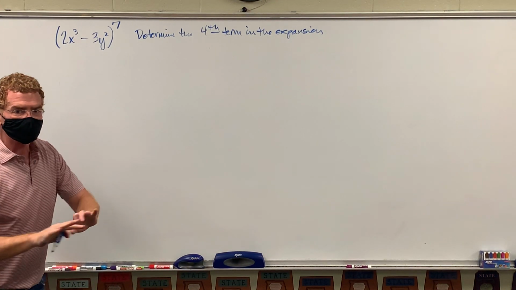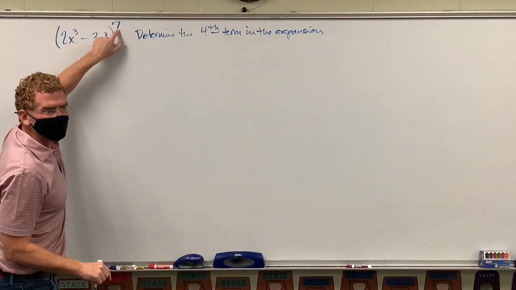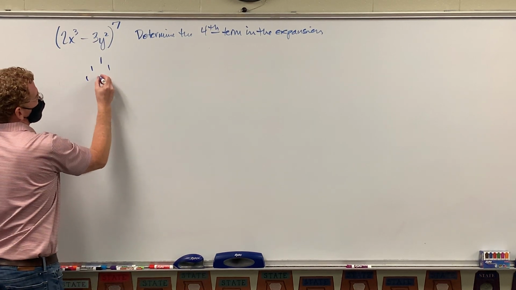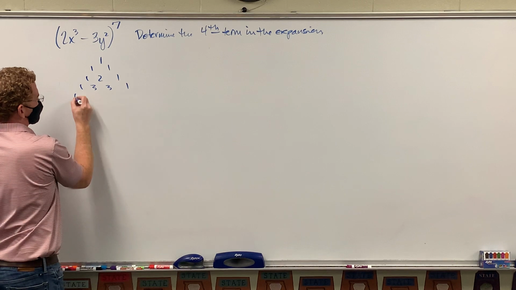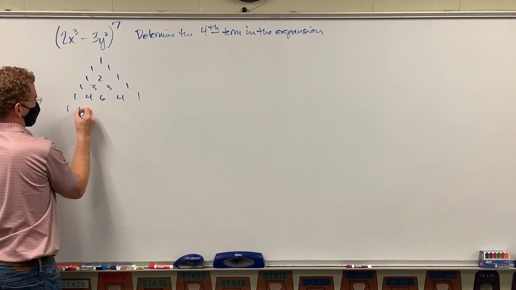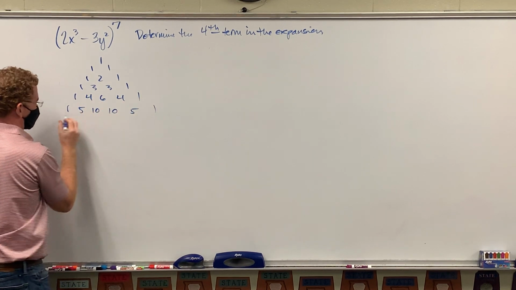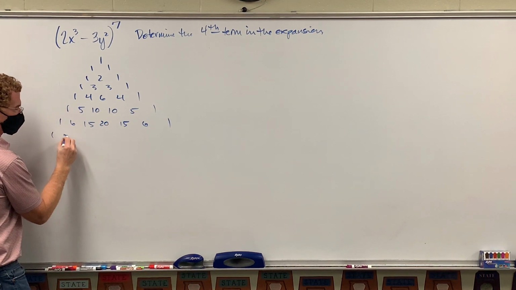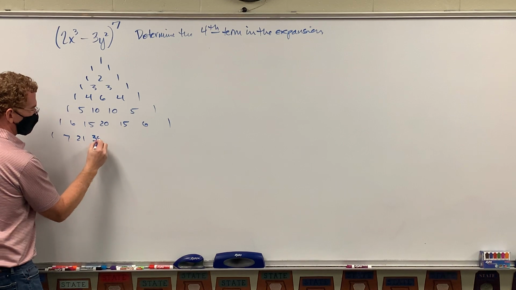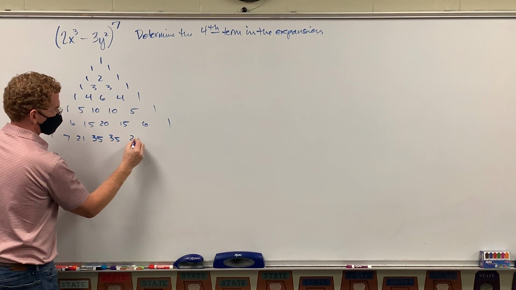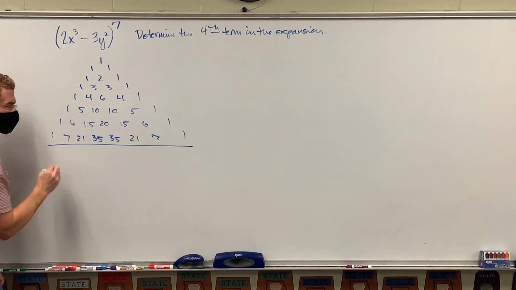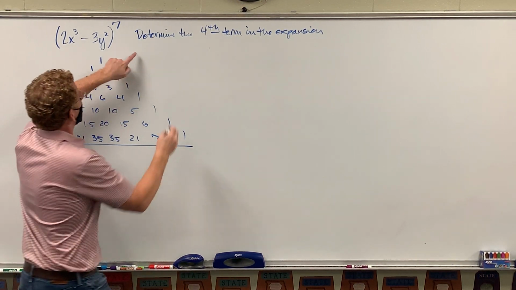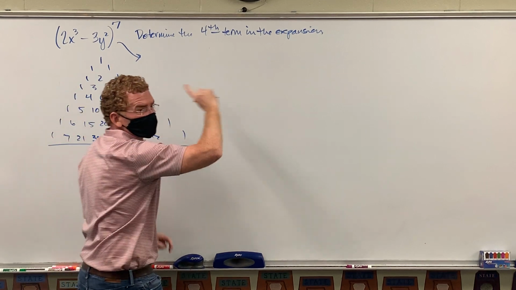So pretend you didn't just learn anything and tell me, if I needed Pascal's triangle to expand this, I could do it though, right? It's going to take me a second. And then finally, 1, 7, 21, 35, 35, 21, 7, 1. So those are the numbers that I would have used if I expanded the hard way, right? So here we go. Here's my expansion if I had to find all of them.